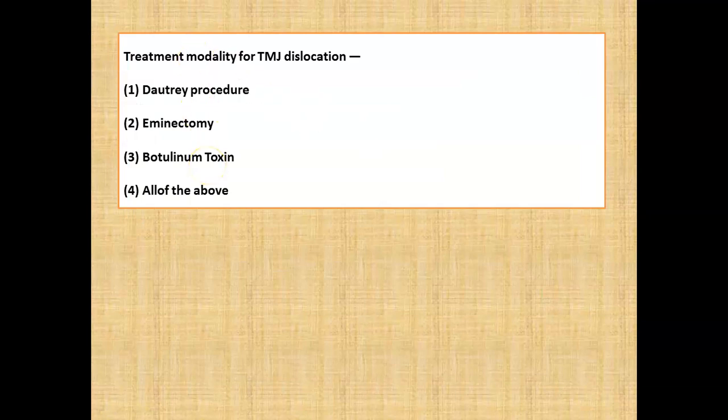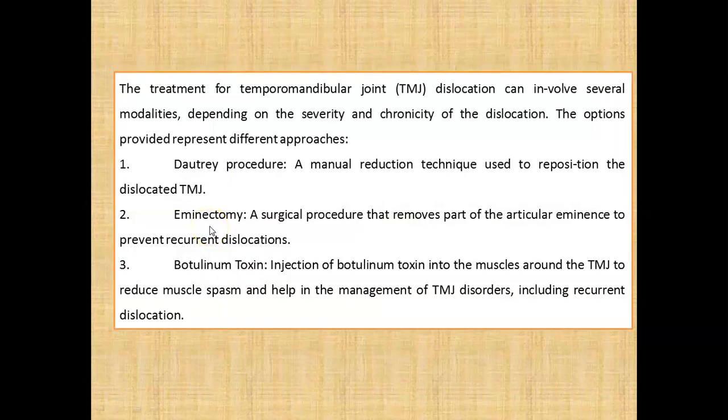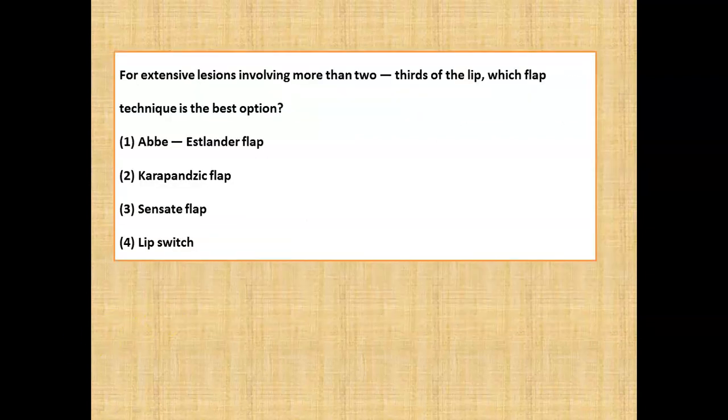Now, what are the treatment modalities for TMJ dislocation? We have three modalities: the Dautrey procedure, eminectomy, and botulinum toxin. So here the correct answer is all of the above. Now let's study all three options a little bit. The Dautrey procedure is a manual reduction technique to reposition the dislocated TMJ. Eminectomy is the removal of part of the articular eminence to prevent recurrent dislocation. And botulinum toxin we inject into the muscles around the TMJ to reduce muscle spasm and also help in the management of TMJ disorder, including recurrent dislocation.